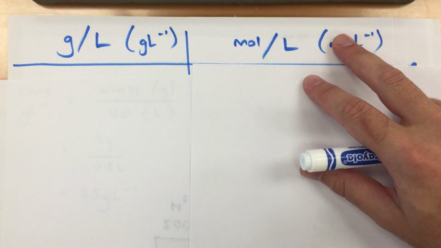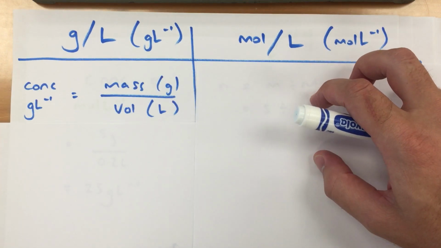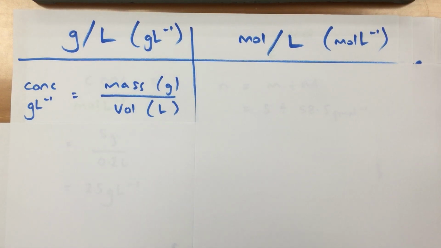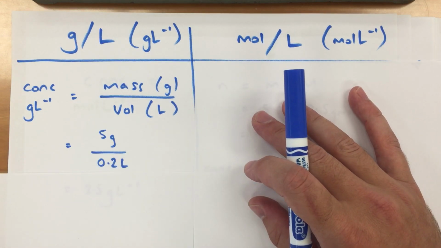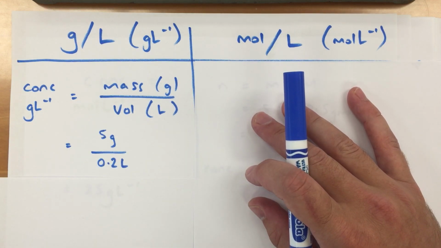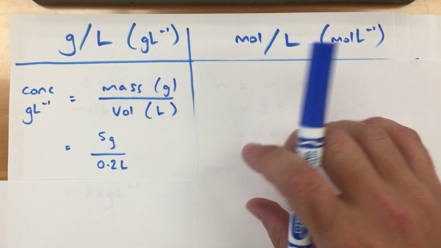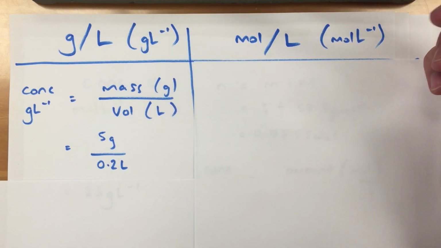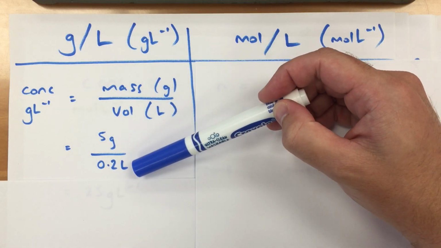So to calculate concentration in grams per litre, I simply take the mass of the solute and divide it by the volume of the solvent. So in terms of our question, we said we had 5 grams of sodium chloride and we were going to dissolve it in 200 mils of solution. Now the standard unit for volume is always litres. So the first thing I had to do was convert my 200 mils into 0.2 litres.